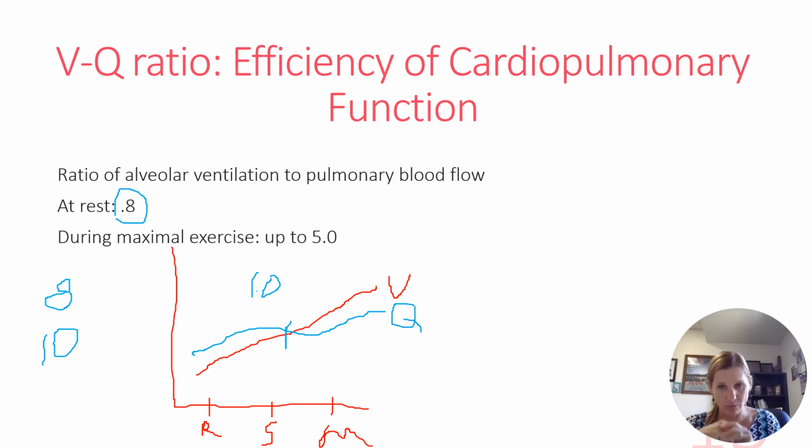Everybody's happy. Okay, so maximal efficiency of this matching occurs during submaximal exercise. Now notice that during maximal exercise, the VQ ratio can get up to 5.0, which tells me I now have like 50 ventilations and 10 cardiac outputs. So this is not good. This isn't good matching. What's going on here? Why is this happening?